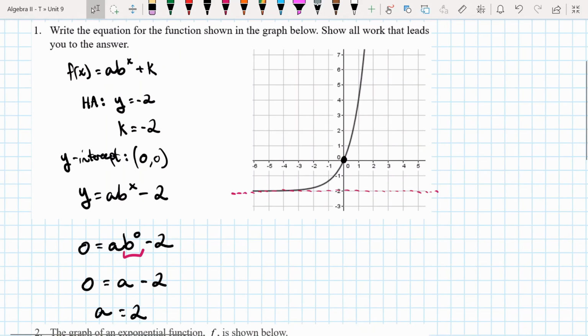Okay, and then lastly, we're going to find the b value. Once we have the b value, we have everything we need to make the equation of this graph. So y is equal to 2 b to the x, minus 2. And to find the b value, we're going to pick a point.